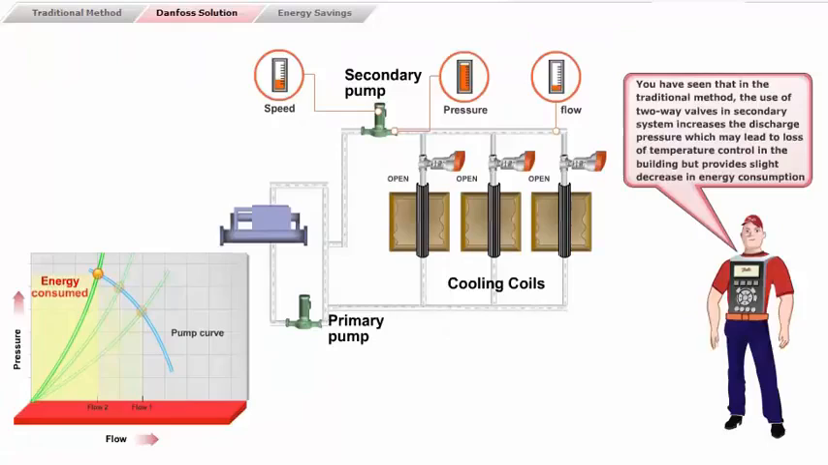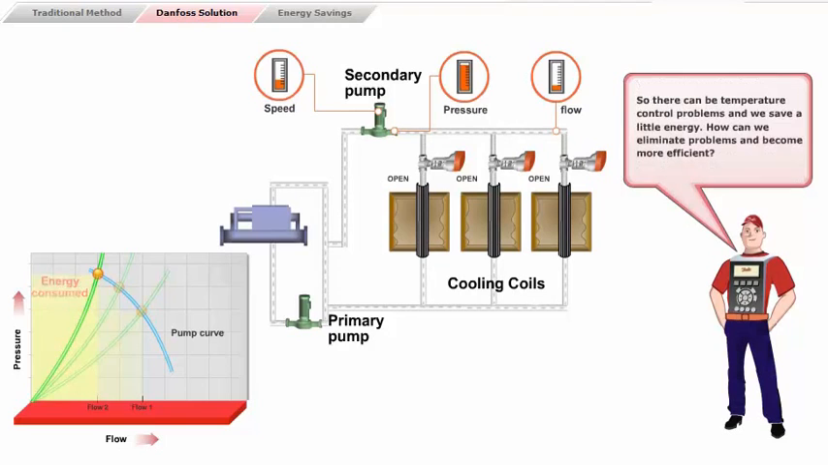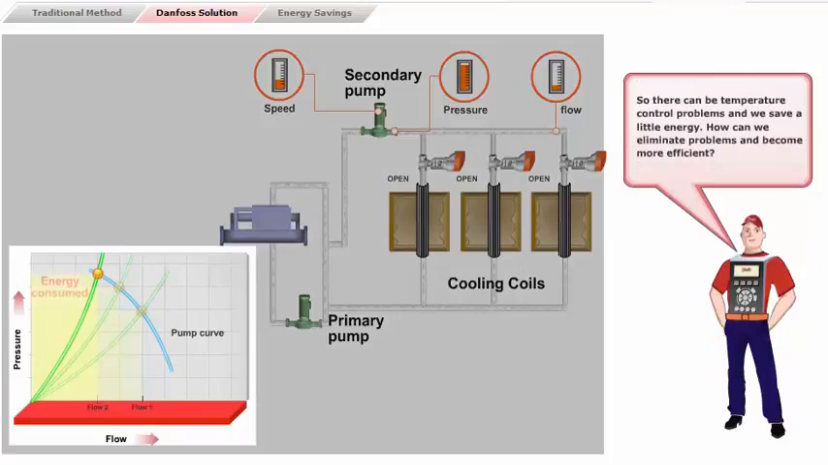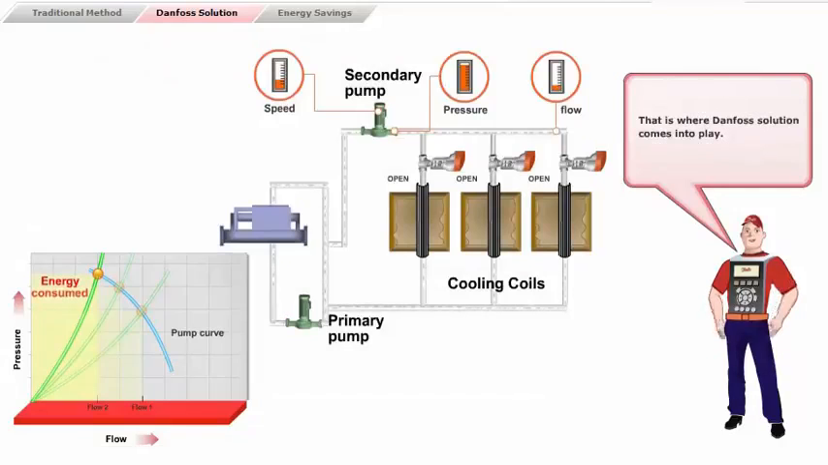You have seen that, in the traditional method, the use of two-way valves in a secondary system increases the discharge pressure, which may lead to loss of temperature control in the building, but provides a slight decrease in energy consumption. So there can be temperature control problems, and we save only a little energy. How can we eliminate problems and become more efficient? That is where the Danfoss solution comes into play.